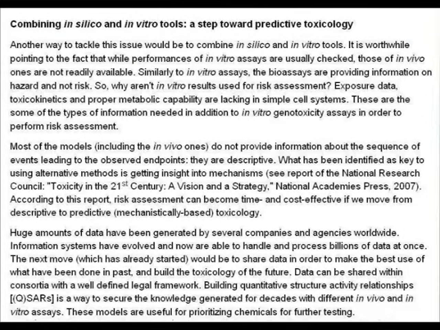The title of this slide is Combining in Silico and In Vitro Tools, a Step Towards Predictive Toxicology. Another way to tackle this issue would be to combine in silico and in vitro tools. It is worthwhile pointing to the fact that while performances of in vitro assays are usually checked, i.e. validated, those of in vivo, i.e. animal tests, are not readily available, i.e. they haven't been through the same validation process that the in vitro tests have. That's a very important point that she points out there.